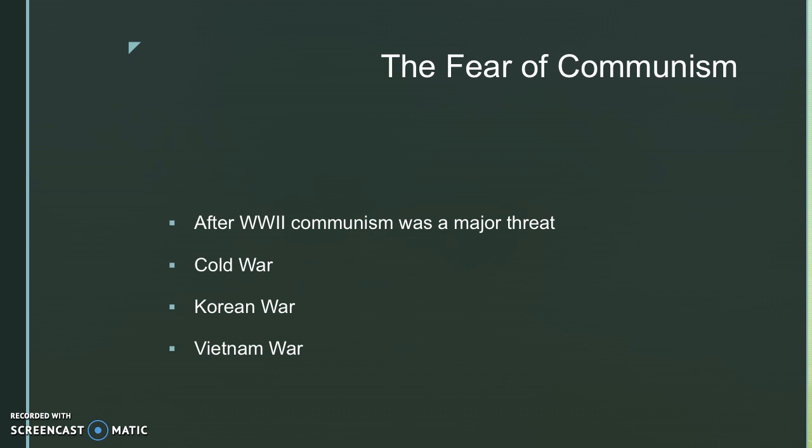During the Cold War, which was tension between the United States and Russia, there was a great fear of communism spreading. While trying to protect nations from falling to communism, this created even more tension with the Soviets.